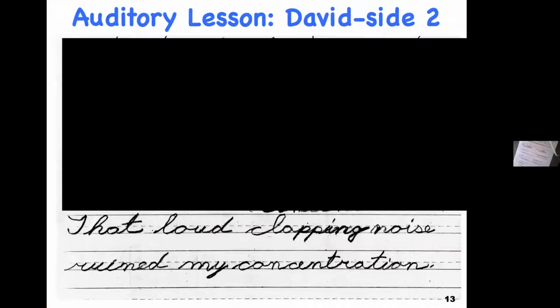And the only reason that's blacked out, you're going to see it in a second, is just as an example of an auditory lesson, we need to know what the phrase or sentence is that the student's going to write before we can plan the rest of that auditory lesson. So in this case, David's sentence was, "That loud clapping noise ruined my concentration."